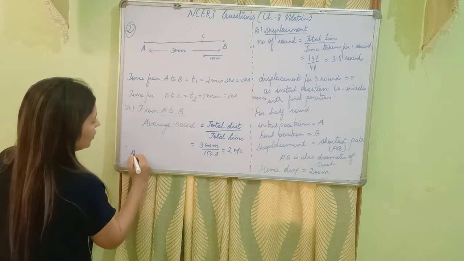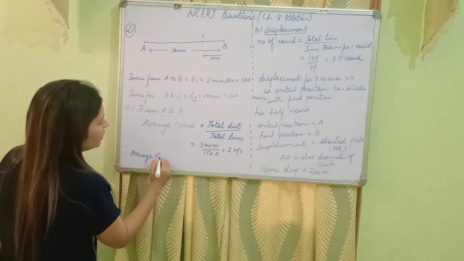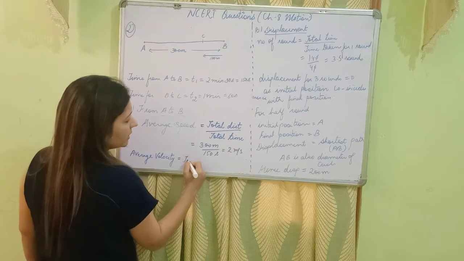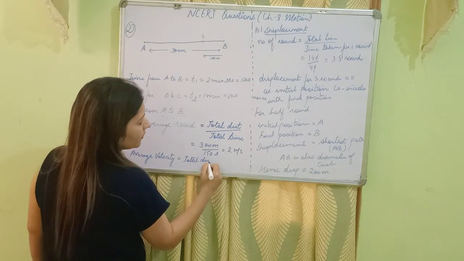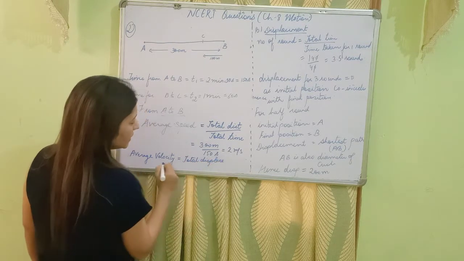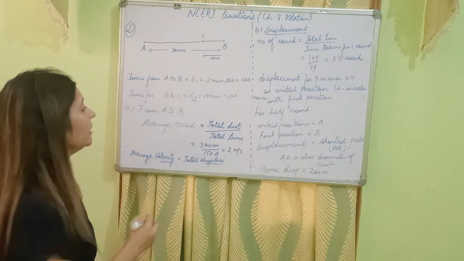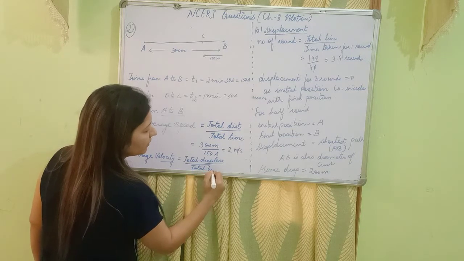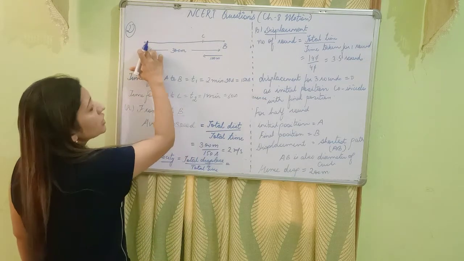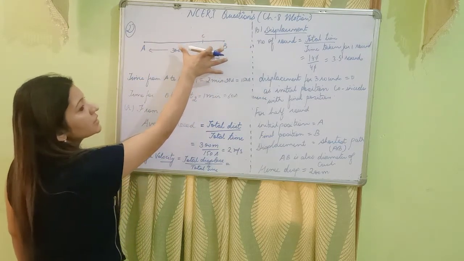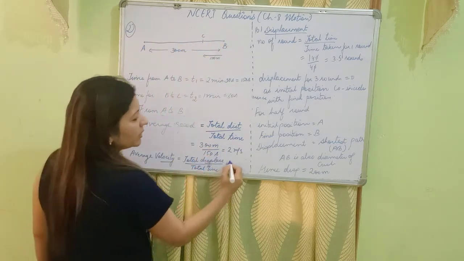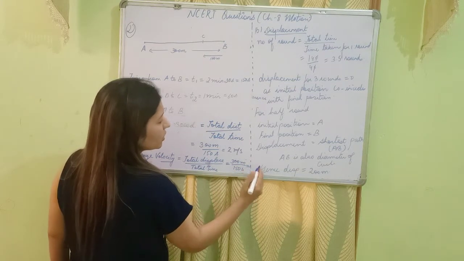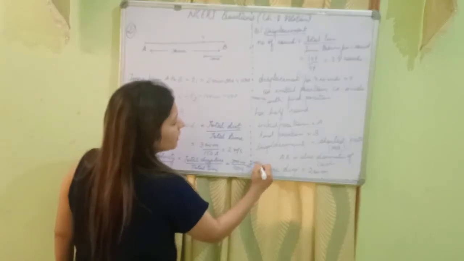Next is average velocity. Average velocity is total displacement by total time. Since it is velocity, we'll use the term displacement. For speed, we'll use distance. What is the displacement? Beta, the difference between the initial position and final position is your displacement. Displacement is again 300 meter by time 150 seconds. This will also come out to be 2 meters per second.